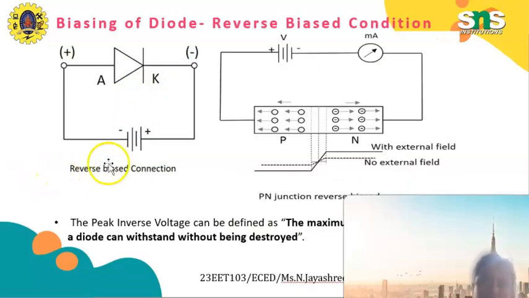Next one is reverse bias. The anode is connected to negative and the cathode is connected to positive. This forms the diode reverse bias junction. The P-type is on the left side and the N-type is on the right side. These connections form the reverse bias junction, that is, P is connected to negative and N is connected to positive.